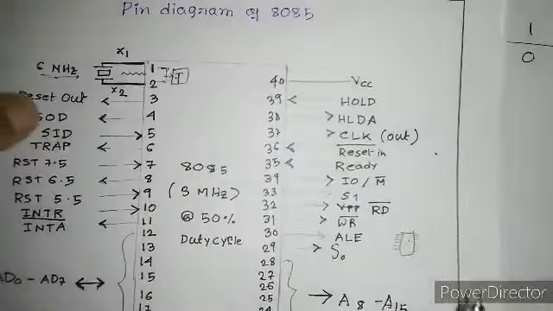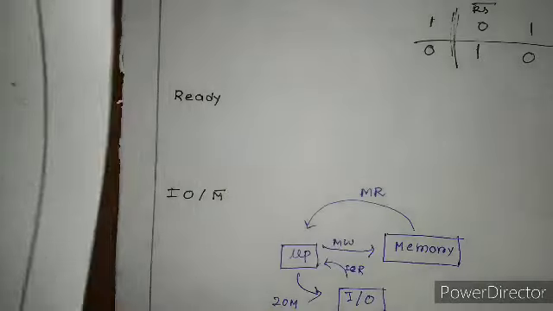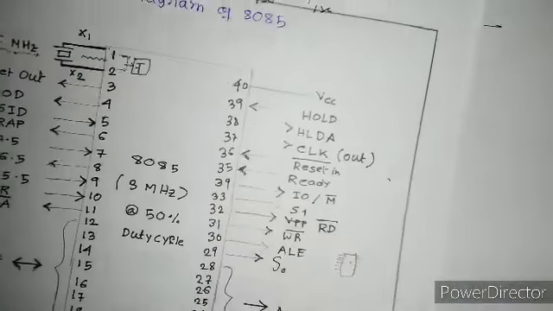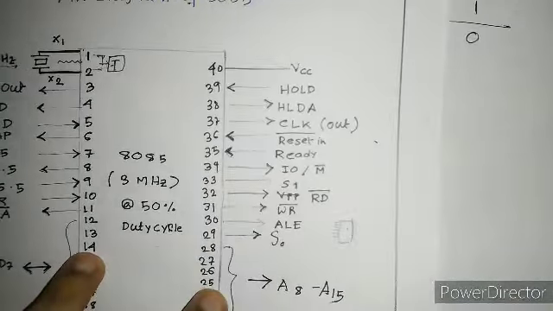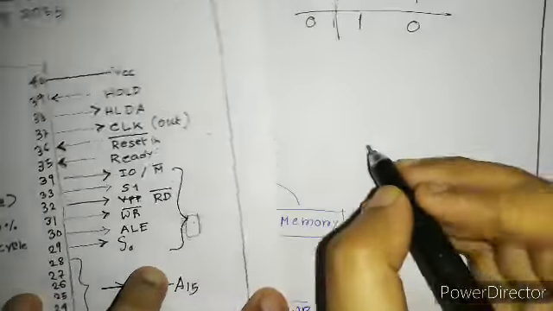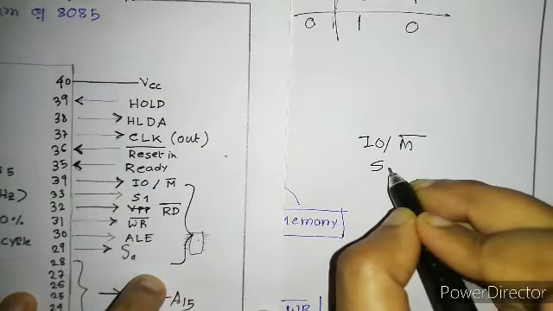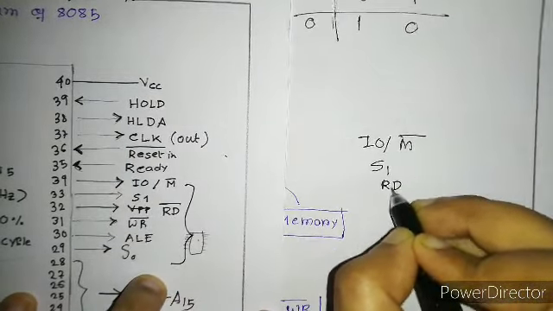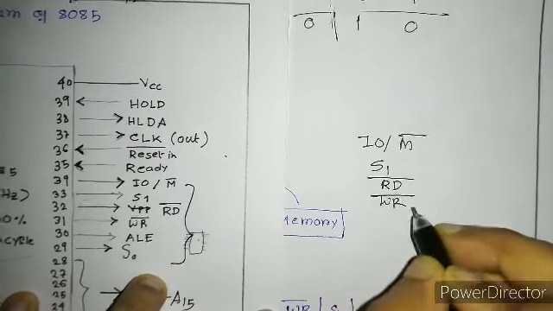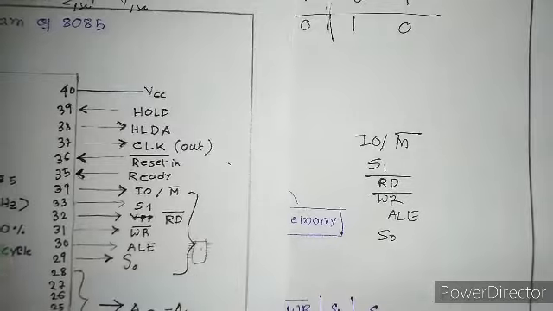Next, IO/M bar. So I actually want to teach some pins all along, from this to this, which are IO/M bar, S1, RD bar, WR bar, ALE and S0.